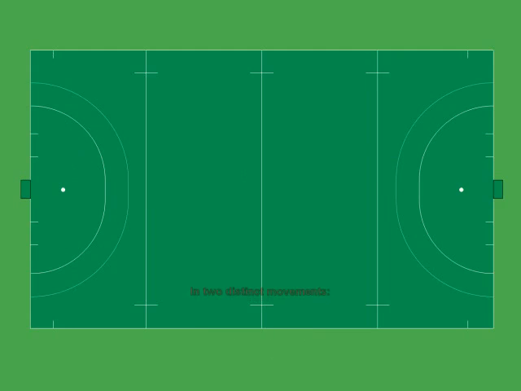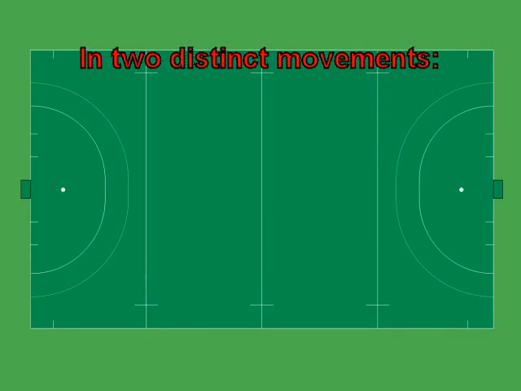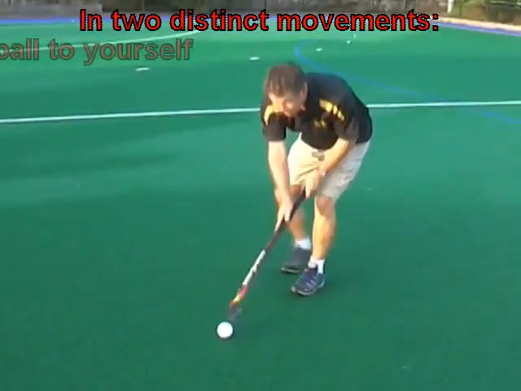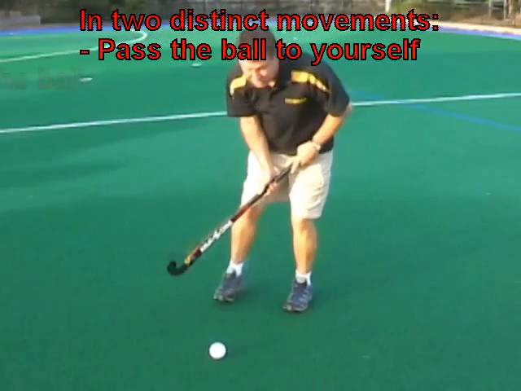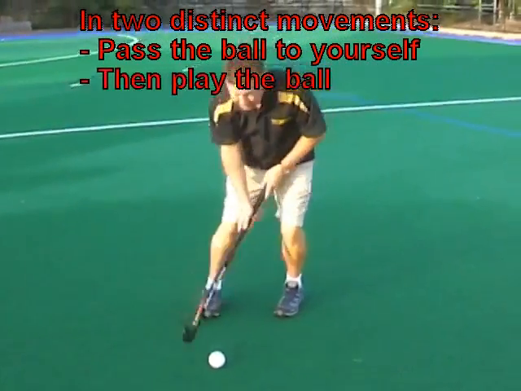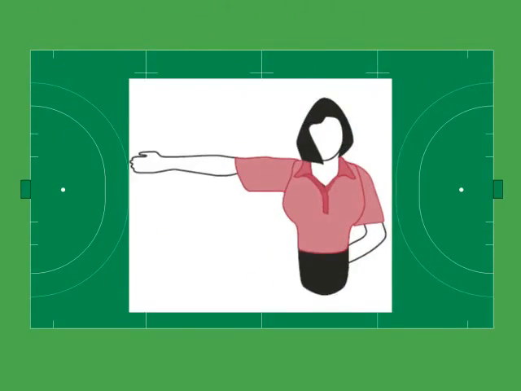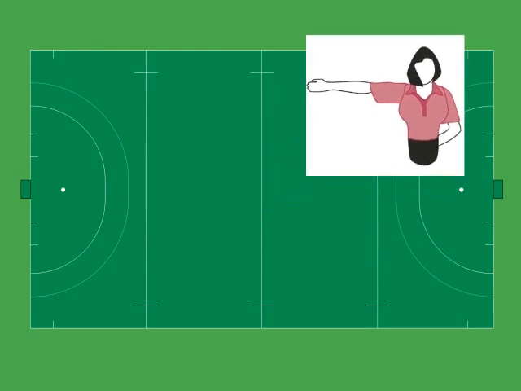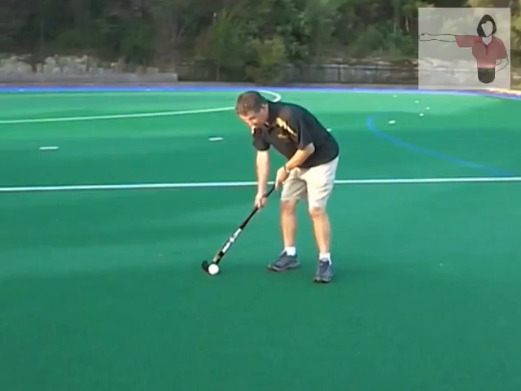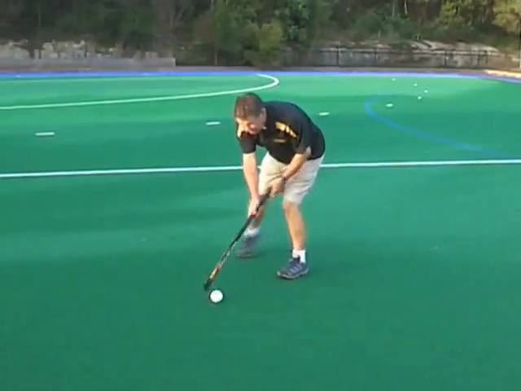Once the ball has been stopped, the player needs to demonstrate 2 distinct motions when performing a self-pass from a free hit. The first is the actual pass to yourself. The second is the next play of the ball. You are likely to be penalised if you do not demonstrate the initial self-pass, so it's advisable not to be too hasty to take the free hit by just dribbling the ball from the point of the free hit.